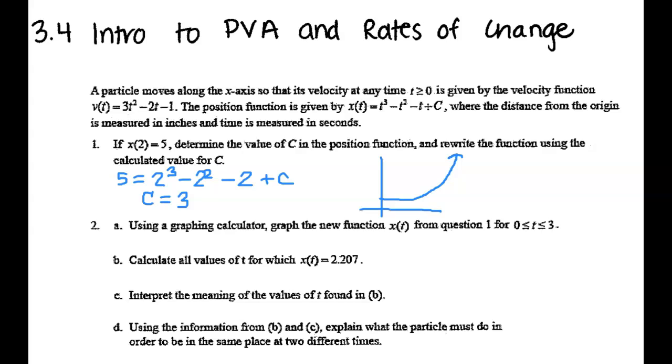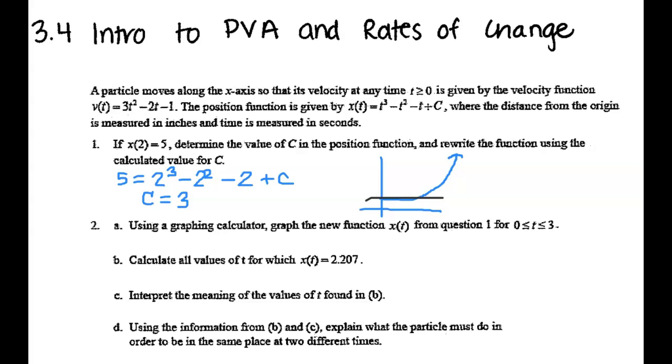Then it said calculate all values of t for which x of t is equal to 2.207. So how do I do that? Well, to calculate the values of t at which that is true, on a graphing calculator, you are looking for a point of intersection. So again, actually that line would be a little bit lower because my y-intercept was at 3. So it would be down here. So you're looking for points of intersection.